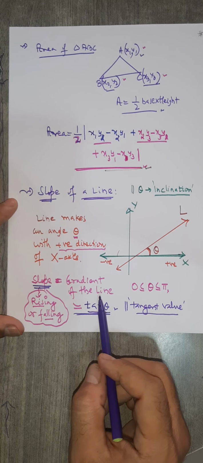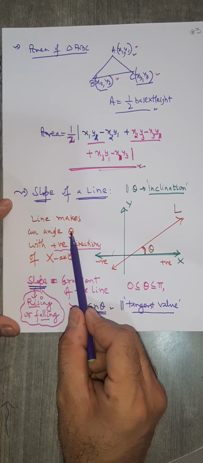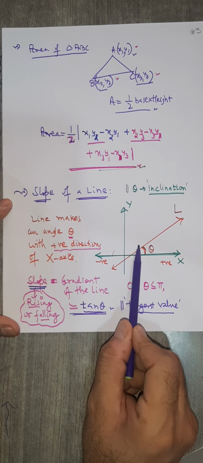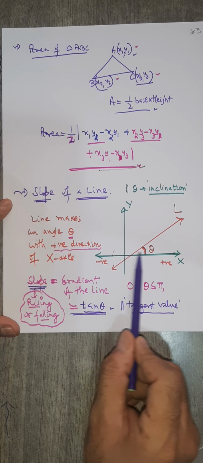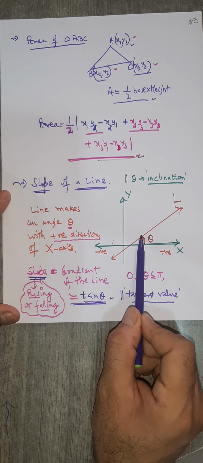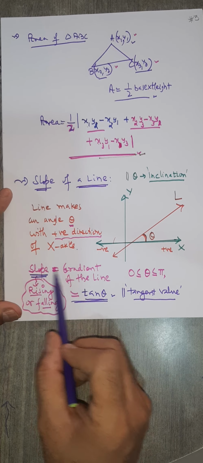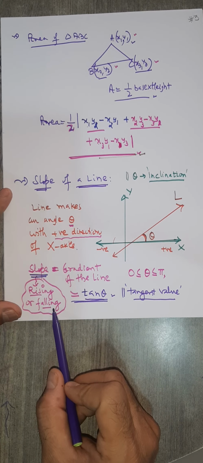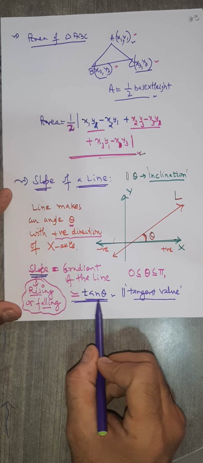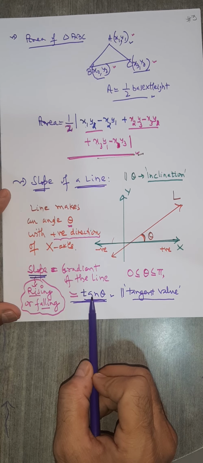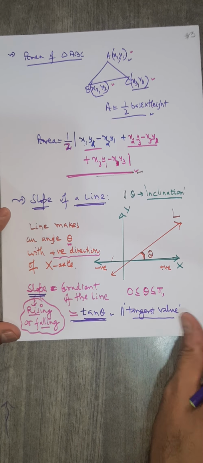What is theta? I emphasize again: that's the angle made by the line with the positive direction of the x-axis. We have not taken these as theta. So of course as this theta increases, you can see that the rising would increase. So slope will be big. Big slope, big rising, or big falling, whichever you say. But one thing is obvious: if this is an acute angle, then the slope will be positive.